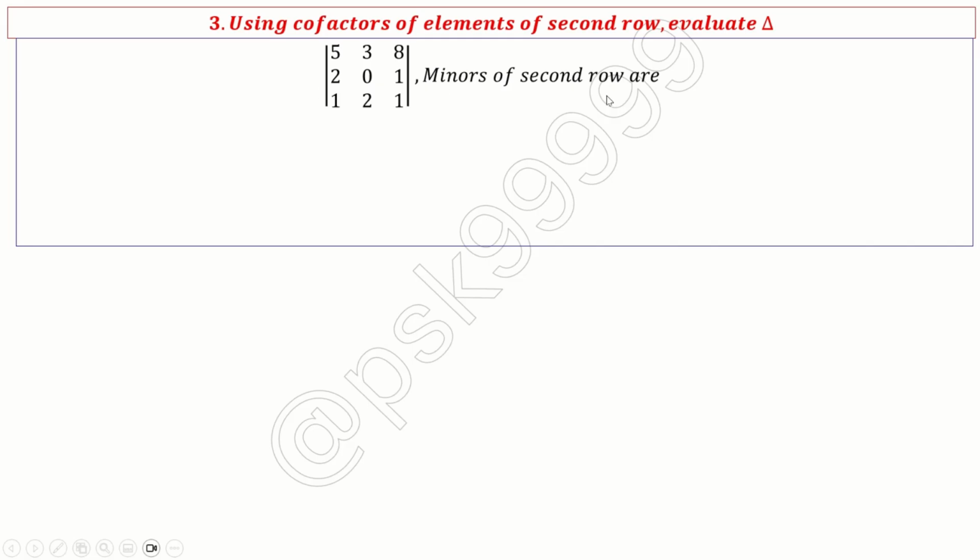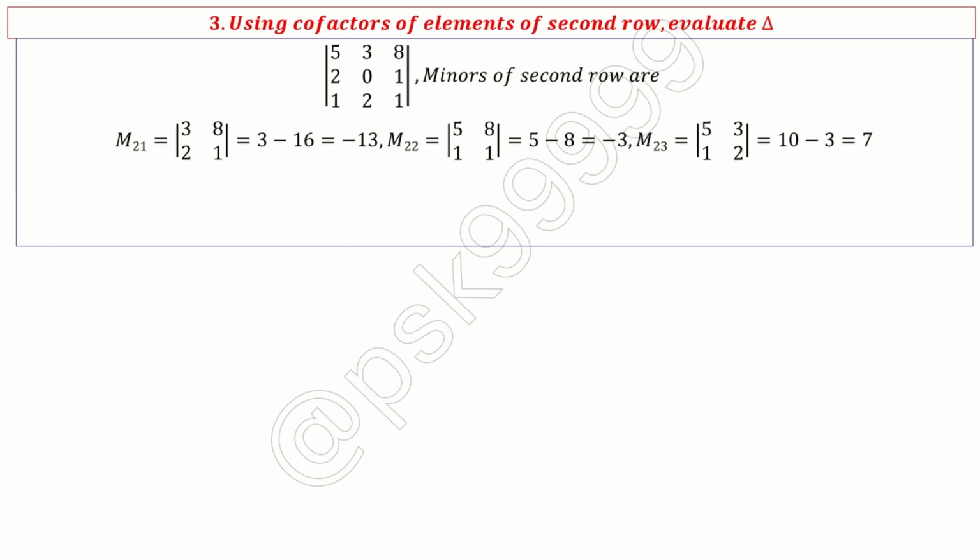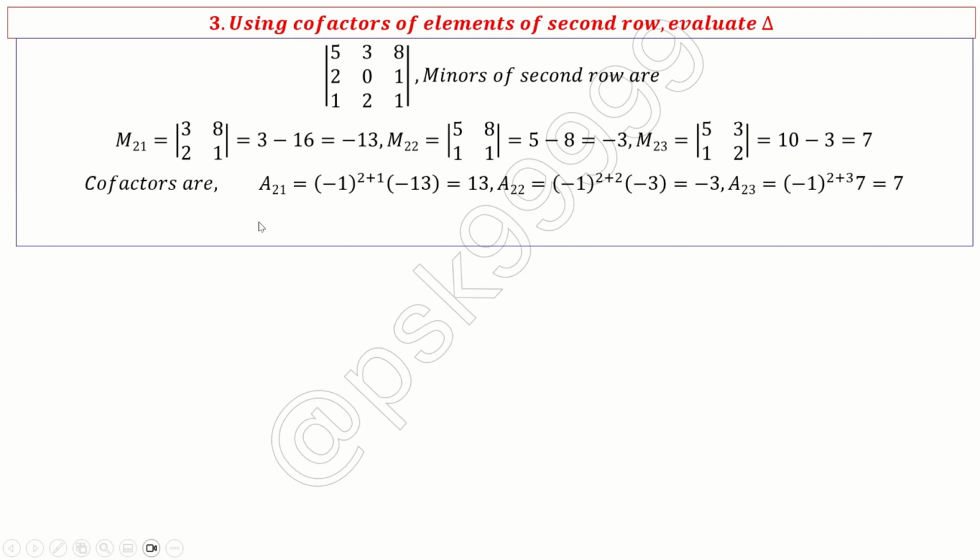First, minors of the second row. First we need to find the minor. So for 2, M21 is nothing but, I have to leave this row and this column, 3 8 2 1, which is minus 13. M22 is minus 3. M23 is 7. Now my cofactors: A21 will be negative, minus of minus 13, which is 13. A22 is the same, so minus 3.